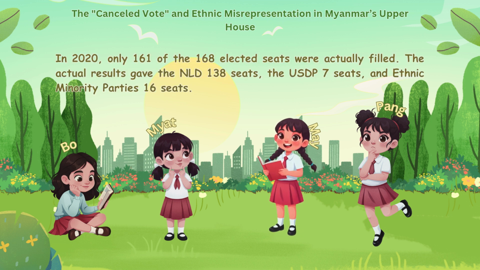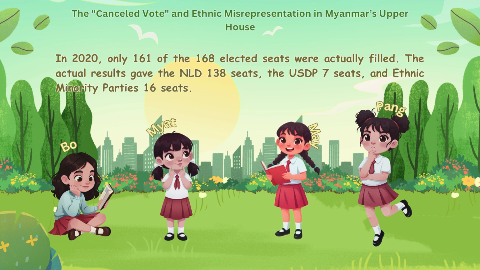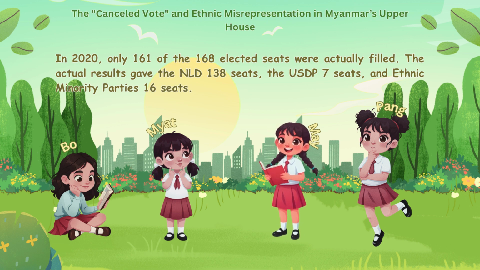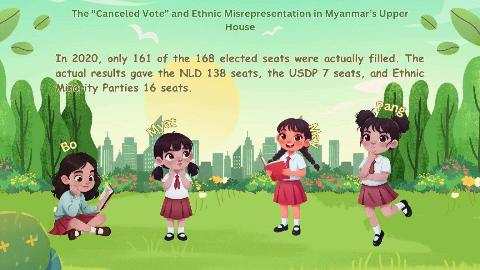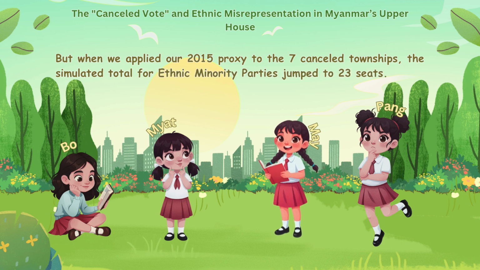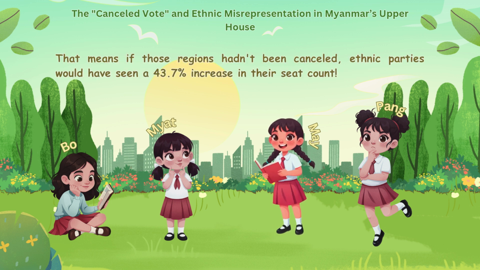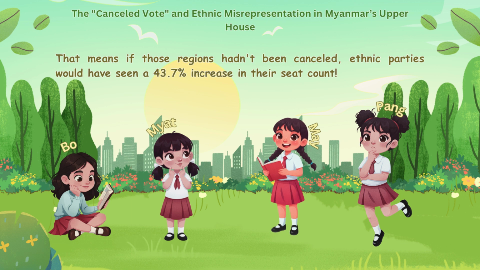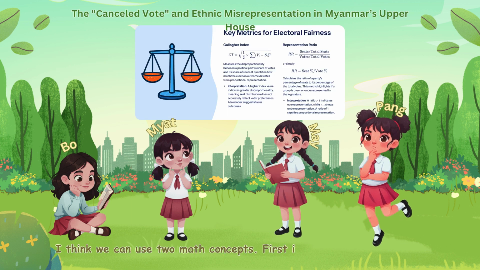In 2020, only 161 of the 168 elected seats were actually filled. The actual result gave the NLD 138 seats, the USDP 7 seats, and ethnic minority parties 16 seats. But when we applied our 2015 proxy to the 7 cancelled townships, the simulated total for ethnic minority parties jumped to 23 seats. Well, that means if those regions hadn't been cancelled, ethnic parties would have seen a 43.7% increase in their seat count. I think we can use two math concepts.